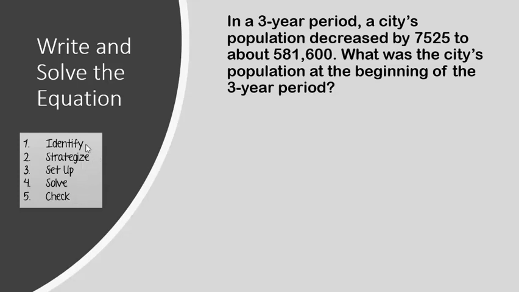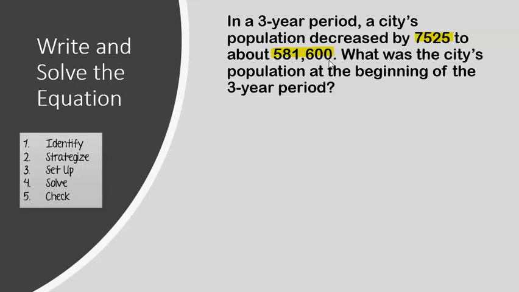So step 1 is to identify. We want to find the numbers, operational words, and determine what is needed. Now, I like to highlight this, okay? So the first thing is numbers. It does say 3-year period, but because the 3 is hyphenated with a word, probably not. But this number here, the 7,525, I bet is important, as well as the 581,600. Okay, so there's 2 numbers.